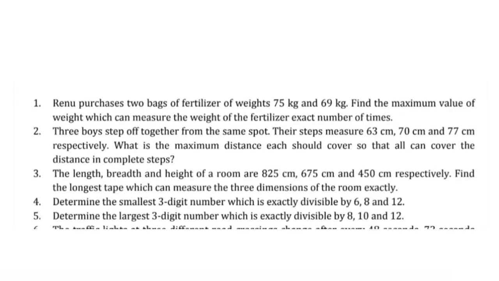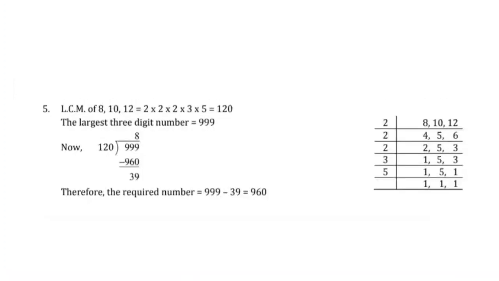Now see question number 5. Determine the greatest 3-digit number exactly divisible by 8, 10 and 12. So first we will find the LCM of 8, 10 and 12. So it will come what? 120.